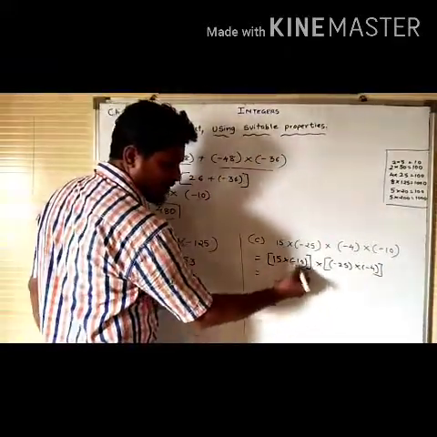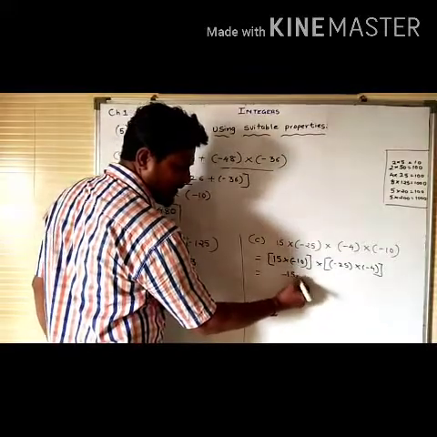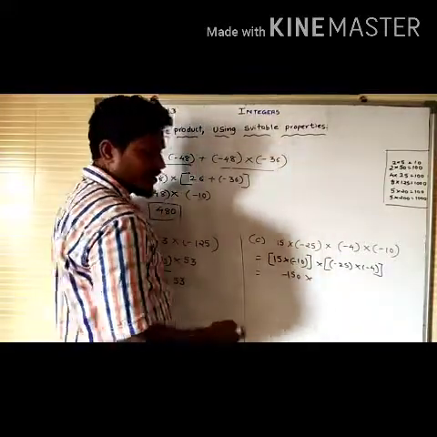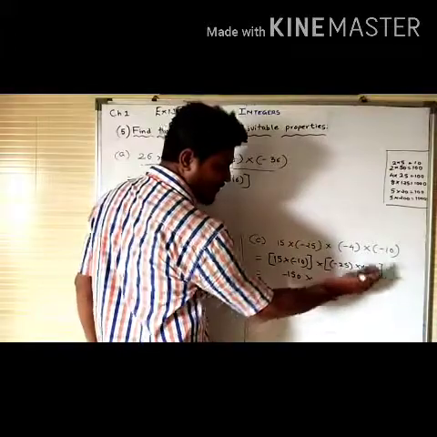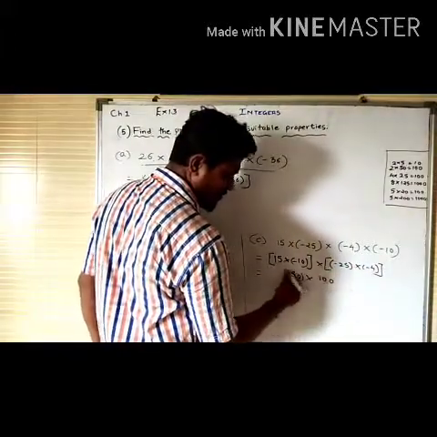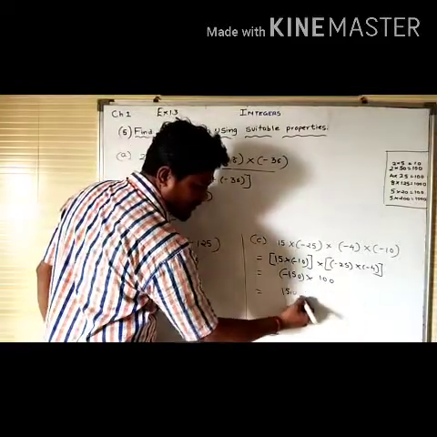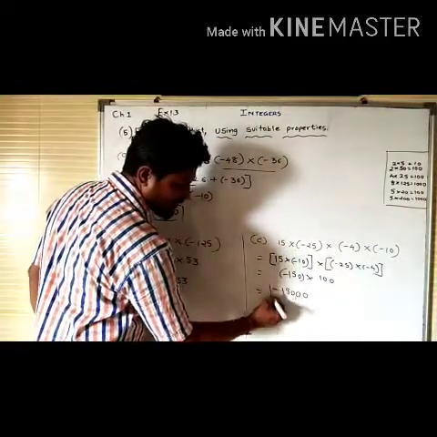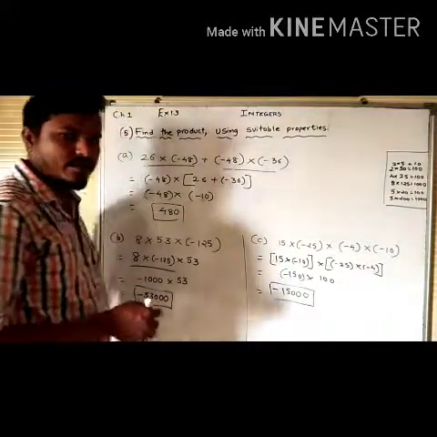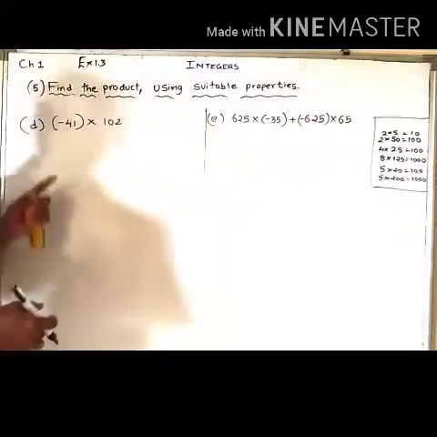Negative into positive into negative. 15 tens are 150. Negative into negative is positive. 25 fours are 100. Now 150 hundreds are 15,000. Let us begin our sum number D.